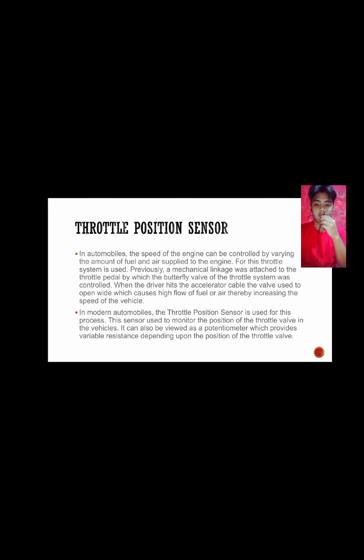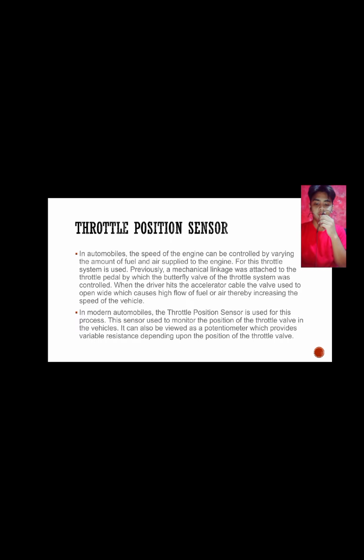Throttle position sensor. In automobiles, the speed of the engine can be controlled by varying the amount of fuel and air supplied to the engine. For this, a throttle system is used. Previously, a mechanical linkage was attached to the throttle pedal by which the butterfly valve of the throttle system was controlled. When the driver hits the accelerator cable, the valve used to open wide which causes high flow of fuel and air, thereby increasing the speed of the vehicle.